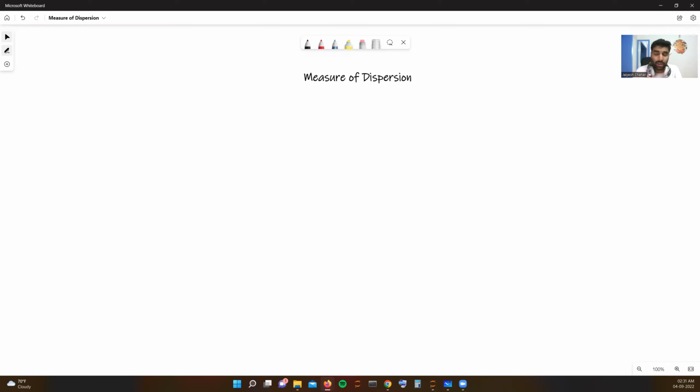For doing that, measure of dispersion comes into the picture, and for measuring dispersion, we will be talking about two terms: variance and standard deviation. So let's start with the variance, and how it is calculated and all those things. So we will be discussing variance and standard deviation.